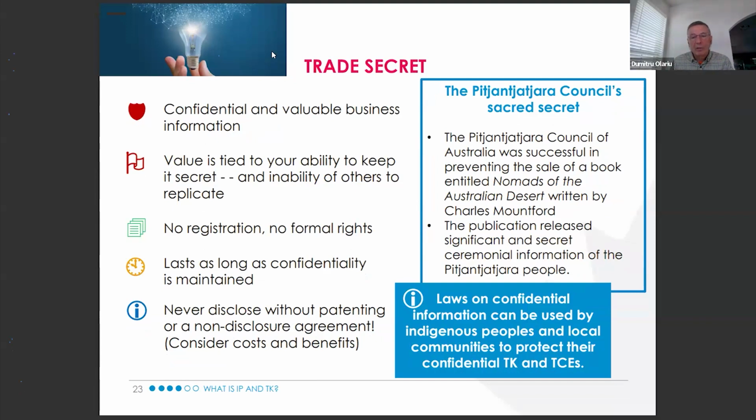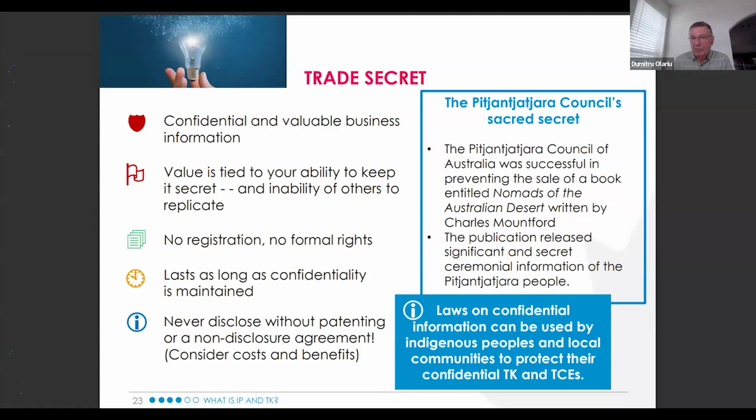So in terms of how this kind of protection works, you simply document what you have as trade secret information. If it's product related or trade related, you keep track of that, and you also take security measures to keep it confidential. That's quite important in order to enforce this kind of intellectual property right. It lasts as long as confidentiality is maintained.